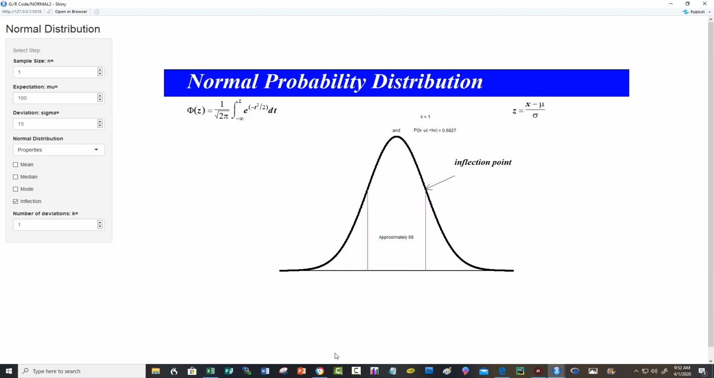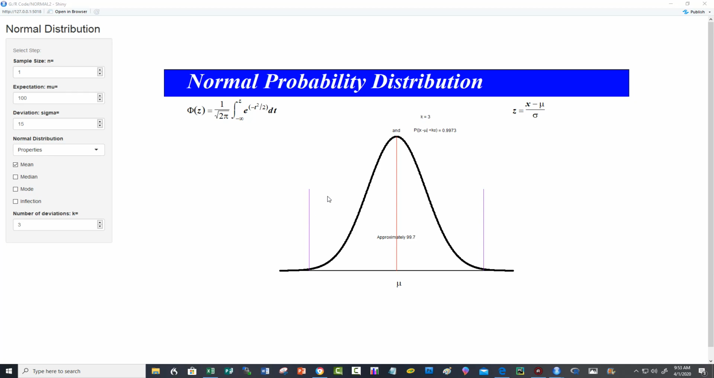If we were to go 2 deviations, then 95% of the data should fall between those two values. Because if we're aiming towards the mean, the majority of the data should be close to the mean. And if we go within 3 deviations, then 99.7% of the data falls.